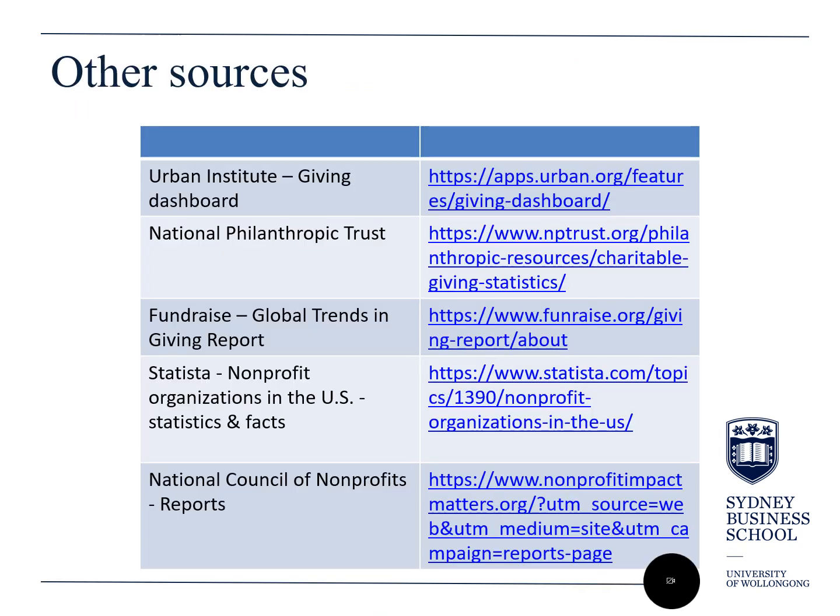A couple of other useful sources around charities and fundraising for the United States that I would recommend are the Urban Institute Giving dashboard, the National Philanthropic Trust Global Trends in Giving reports, Statista on non-profit organizations in the US, and the National Council of Nonprofits reports as well.